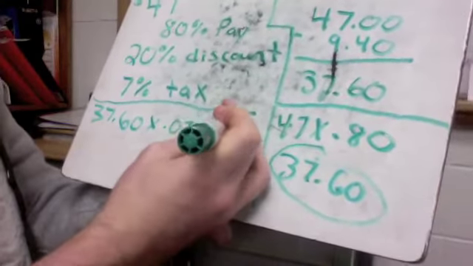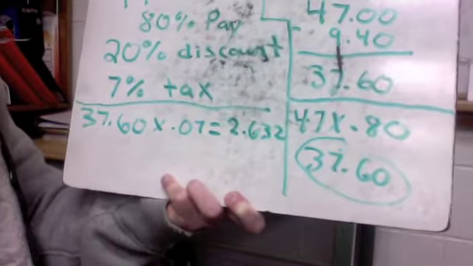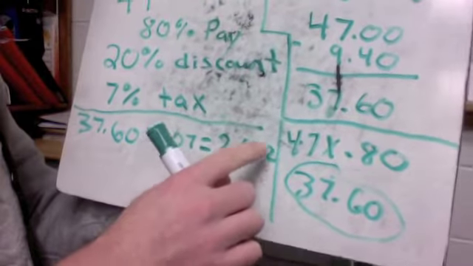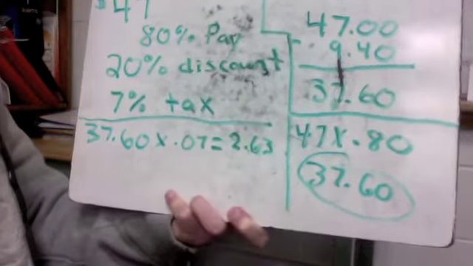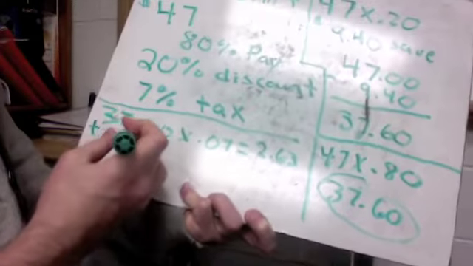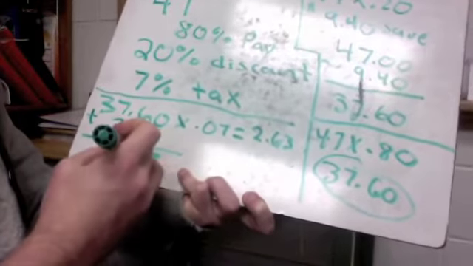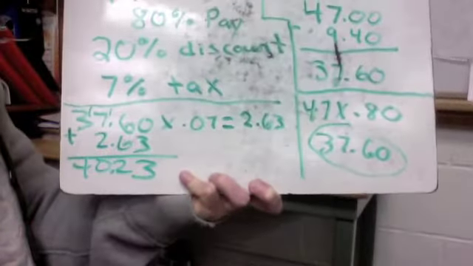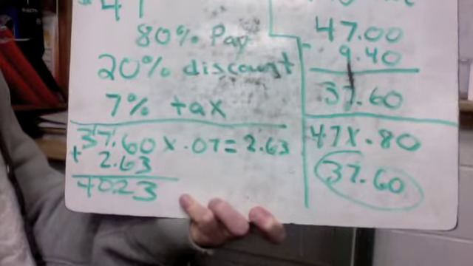If I take this times 0.07, I get 2.632. Okay? You've got to remember we're dealing with money, and money only has two place values in the decimals. So I'll just get rid of this 2. So now it's $2.63. With tax, you just have to add on tax. So now I'm going to do my $37.60 and add it to my $2.63, and I would get $40.23. So that is one good situation to use percent of a number.